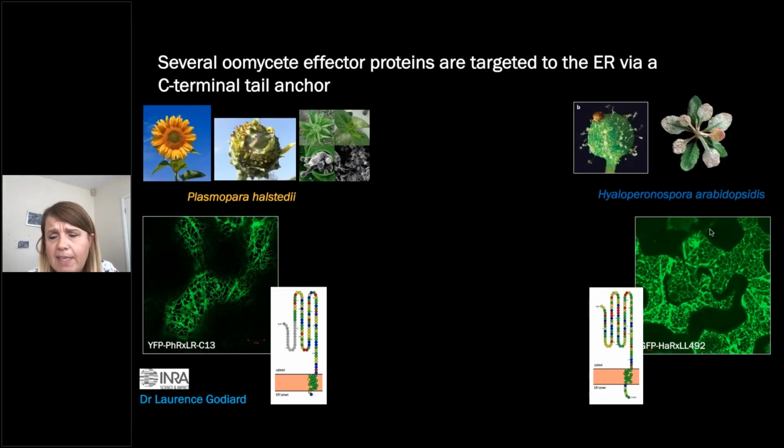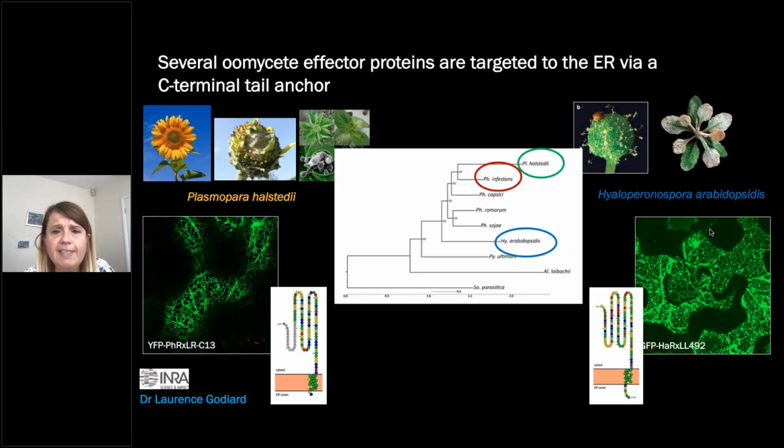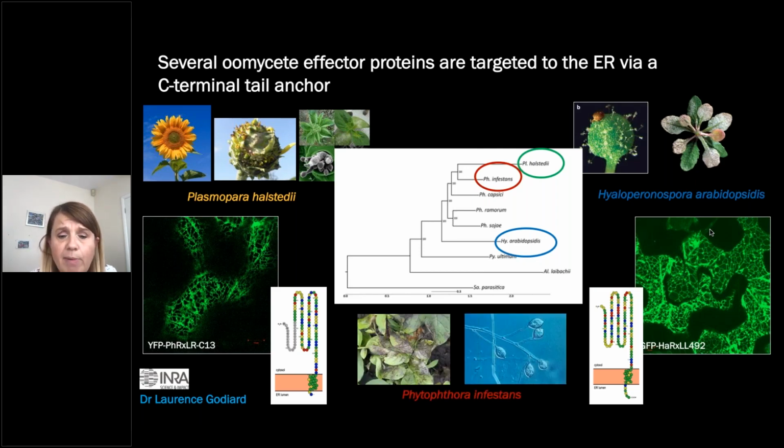Okay, so with that in mind, having proven that this was a robust way of targeting proteins to the ER membrane, we then wondered whether we could use this topology as a screening tool to identify novel ER localized effectors. So we decided to do this in a different oomycete, Phytophthora infestans, which is not only economically important as the causal agent of potato blight, but is also very closely related to Plasmapara halsteadii and relatively closely related to Peronospora. So what we did is we created some quite stringent criteria in order to identify putative tail-anchored effectors that may target the ER in Phytophthora infestans.